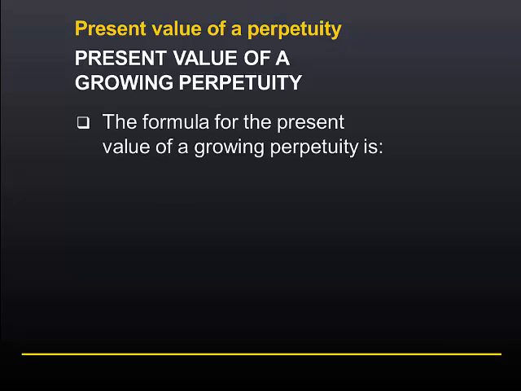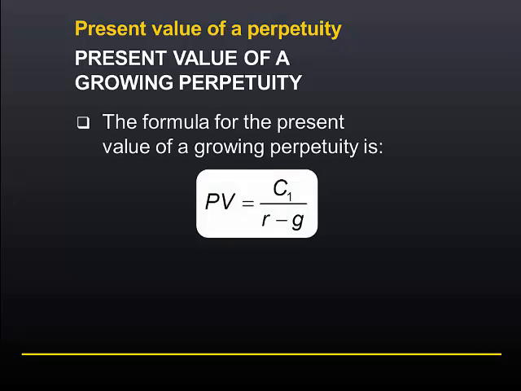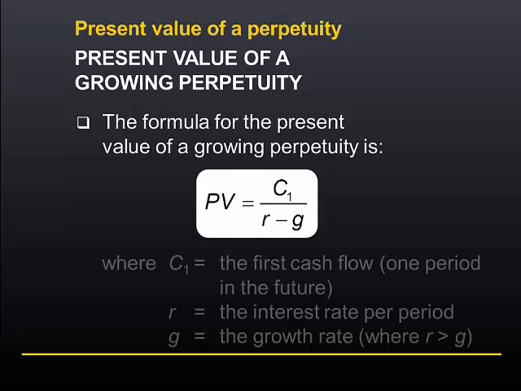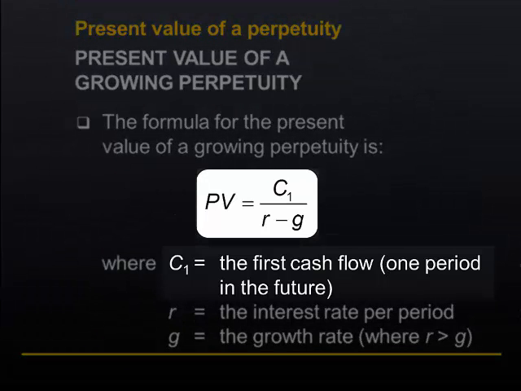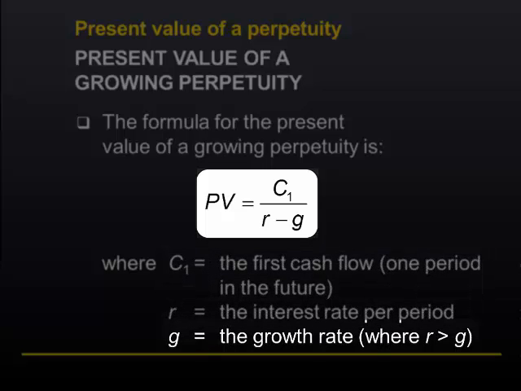The formula for the present value of a growing perpetuity is this: the first cash flow, C1, divided by R minus G. Once again, we note that the first cash flow occurs at the end of the first period, so C1 occurs one period in the future. R is the interest rate per period, G is the growth rate, and it's important to note that R must be greater than G. If R is equal to G, then we're dividing something by 0, and that's not possible.